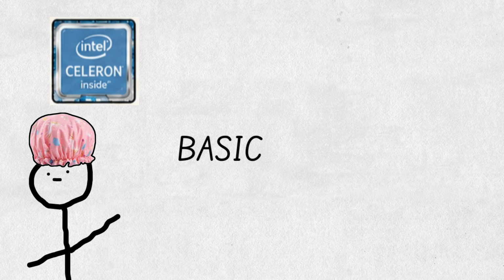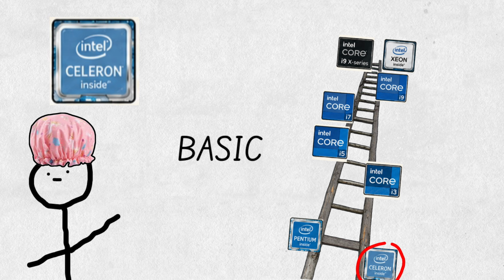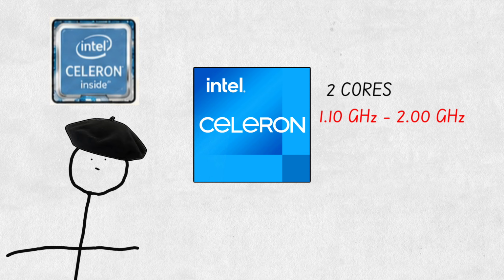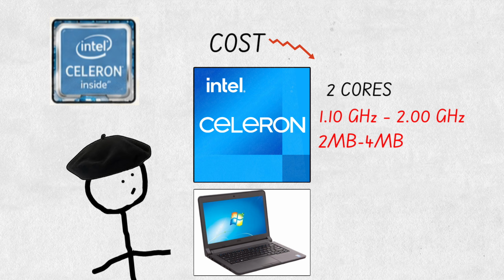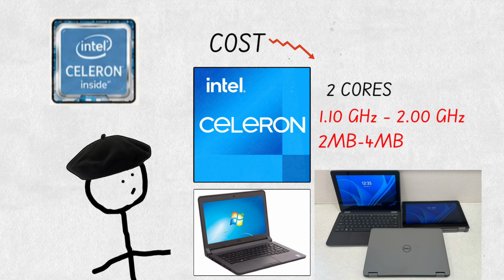Celeron, the entry point. Celeron is Intel's most basic processor line. It sits at the bottom of the performance ladder and has been there since 1998. Celeron chips have fewer cores, lower clock speeds, smaller cache, and cut-down features compared to everything above them. They are not built for demanding workloads, they are built for devices where cost is the primary constraint. Budget laptops, basic office machines, school computers, thin clients, entry-level Chromebooks.